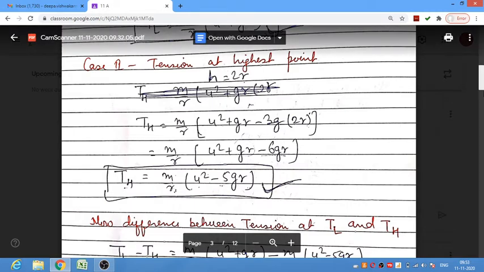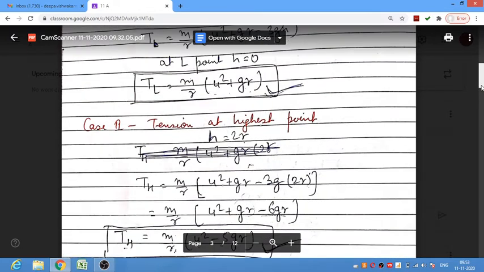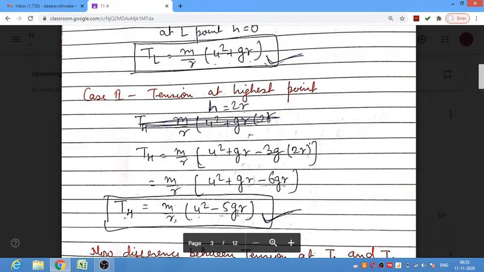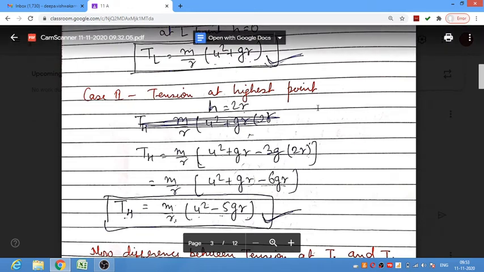So we can see the value of the tension at the bottom as well as the value of the tension at the highest point. Then m divided by r is common in both cases, u square is also common, but at the highest point it is minus gr and at the bottom plus gr.